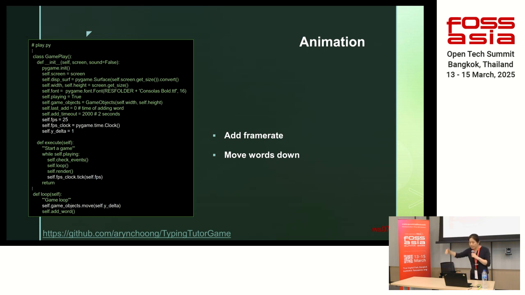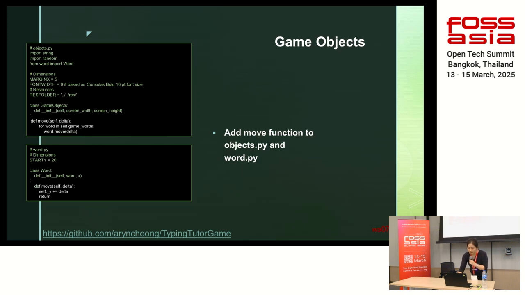So we move it by 1 pixel down, right there, the Y delta. Okay, so the X doesn't move. We have already randomized the X, the location of the X, and then we just need to move it down. And that's the move method that we add into the word.py.